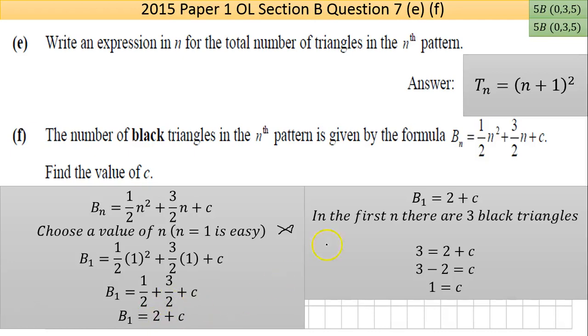Now, I know that at n equals 1 there are 3 triangles, so I actually do know B of 1. I know the number of black triangles is 3. So that's why I can swap this: 3 equals 2 plus c. And that's an equation with 1 unknown, which I can solve very easily. Bring the 2 across; what was added on the right becomes subtracted on the left. 3 take 2 is 1.